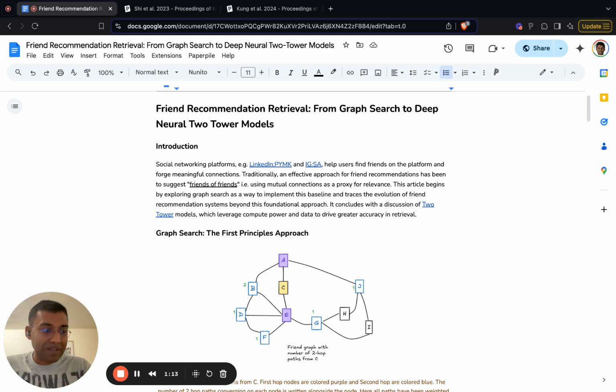Okay, so I was talking to my 11-year-old daughter about how you would approach this problem, and her first response was, "That's so easy. You just recommend me friends of friends." And that's actually not too far away from the state of the art, at least what was the state of the art a few years ago.